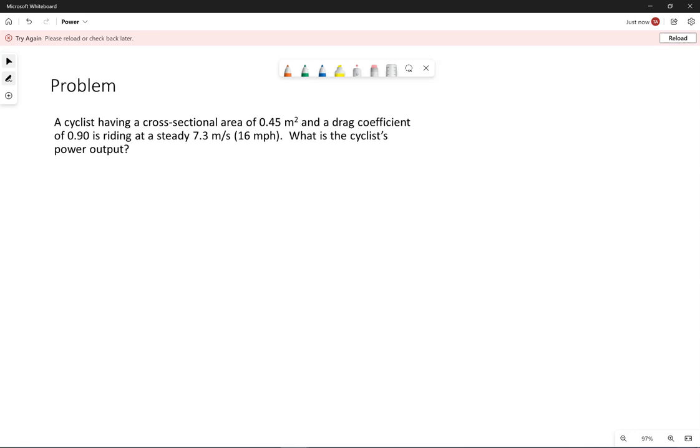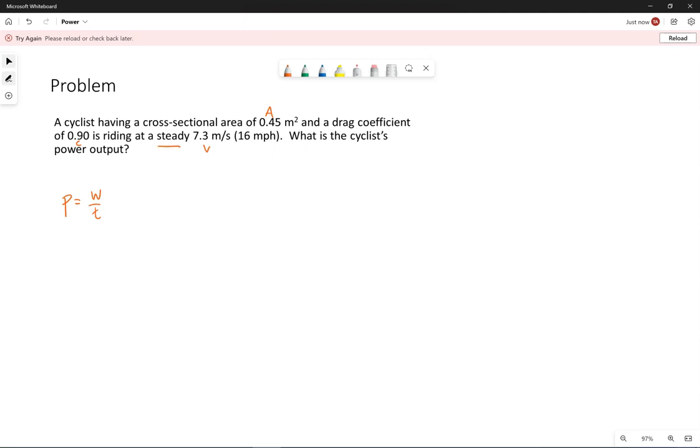All right, so we have a cyclist. They've given us a cross-sectional area, a drag coefficient. The cyclist is traveling, or riding rather, at a speed of 7.3 meters per second. So a steady speed. We want the cyclist's power output. So power, work per time, or energy per time.